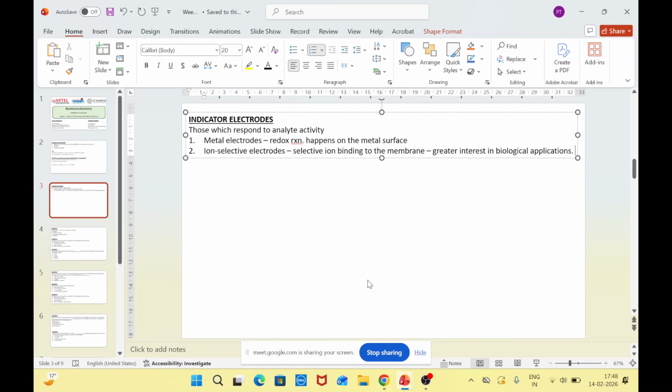Typically in the case of these metal electrodes, we are interested in knowing the concentration of Ag+ ions. We try to measure the concentration of the silver ions, and for that we typically use two types of electrodes. One is platinum, and the second one is gold. Why are these two used as electrodes? We know the reason already. I hope everyone is able to recollect why platinum or gold is used as electrodes.